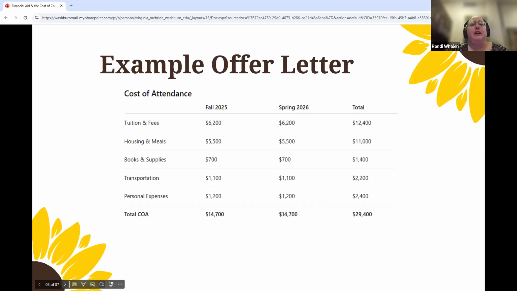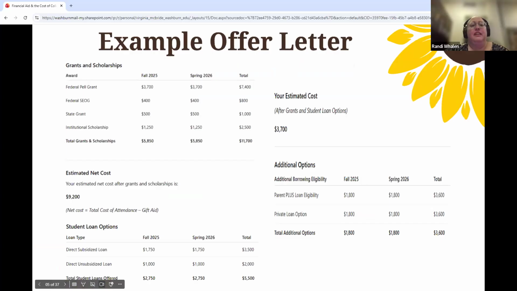Here is an example offer letter. You can see the cost of attendance. The offer letter example continued. You can see grants and scholarships, estimated net cost, student loan options, your estimated cost, and additional options.